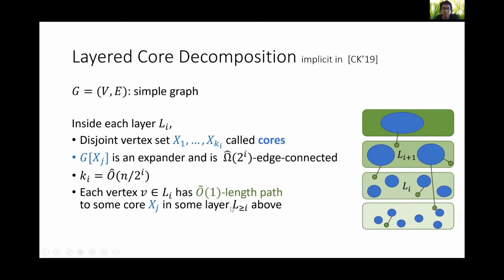And what we have is that for any vertex in layer i, it must still have a short path to some core, but it can have a short path to a core in the level above, in the denser level, too. So everyone is still close to some core. That's the point.